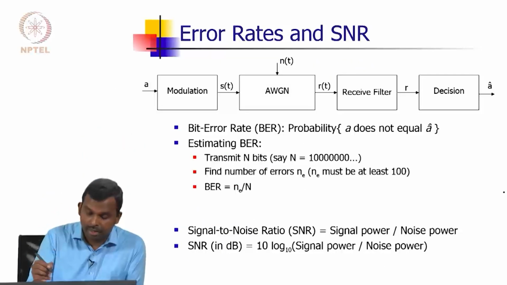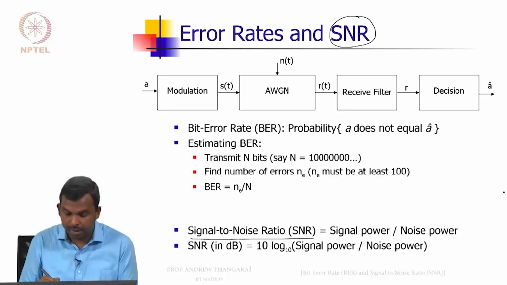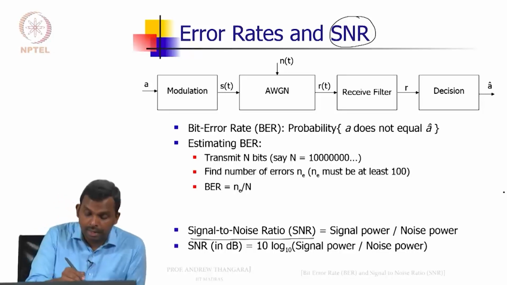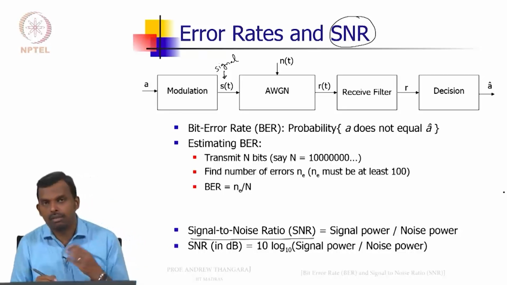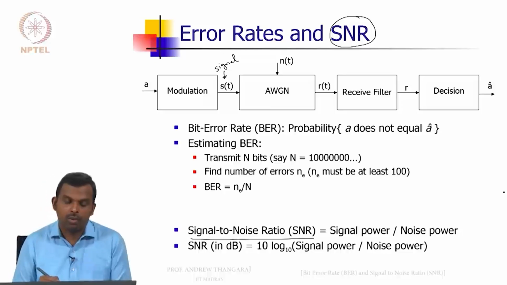The first metric is signal to noise ratio. Okay. SNR is a very important metric. It is defined as signal power divided by noise power. So, this S of t is the transmitted signal. It will have a certain power. Power is defined for signals in a certain way. You can take the square integral of the signal and divide by the time, and you will get the power. So, that is the power of the signal.